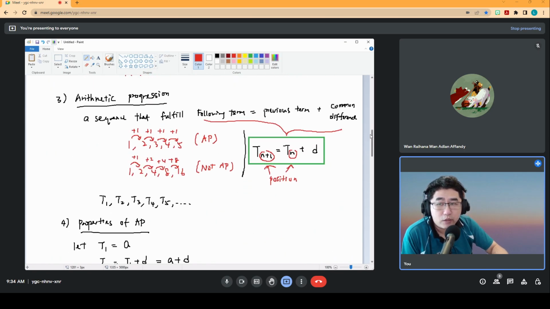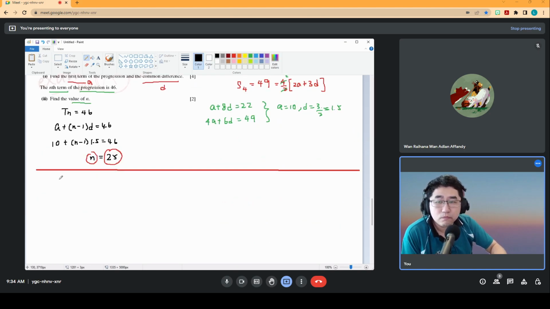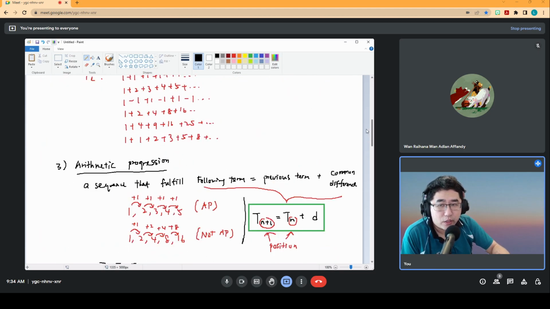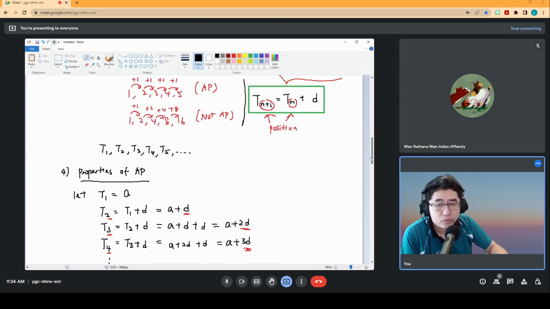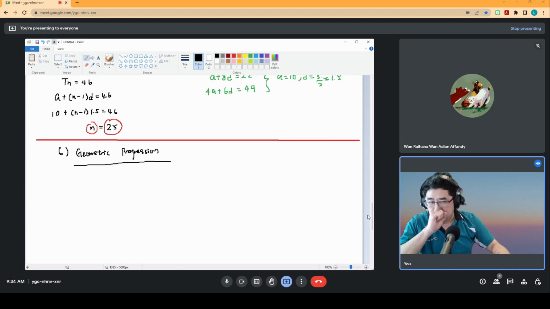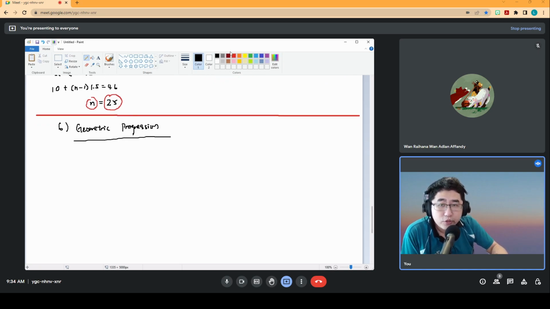We're going to look at GP, geometric progression. According to the example I showed you earlier, a geometric progression will follow something in this form. A geometric progression is a sequence where the number is multiplied by the same value all the time. If you have 1, 2, 4, 8, 16, you will realize that the number keeps multiplying by 2.